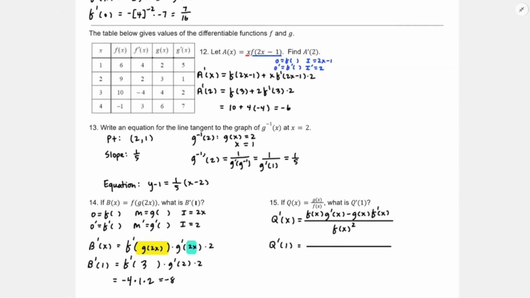f of 1 is 6, and that also goes down here. Okay, g prime of 1, so that's 5, minus g was 2 times f prime was 4. 30 minus 8 is 22 over 36, 11 over 18. Is that any better? I don't necessarily think so.